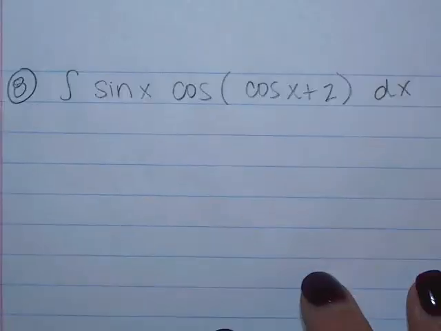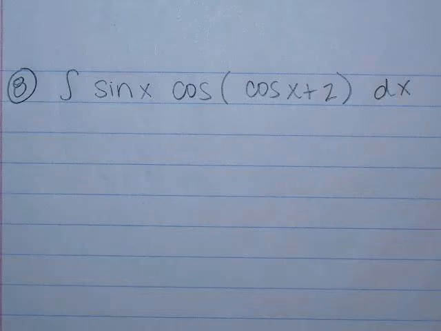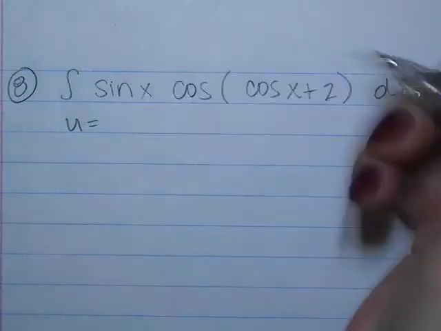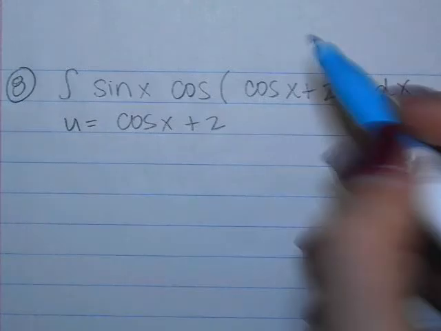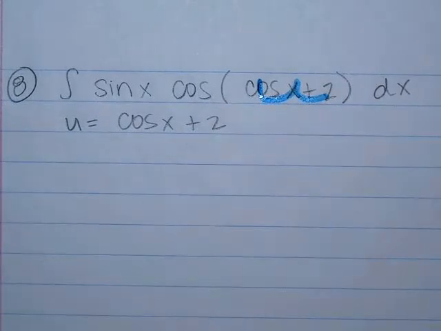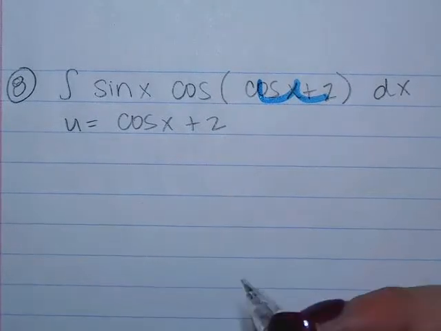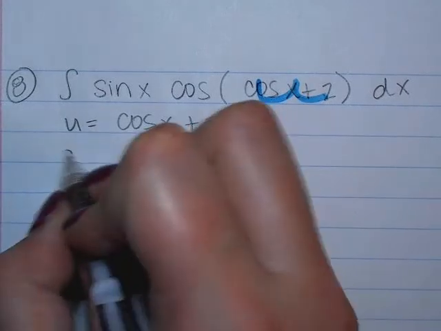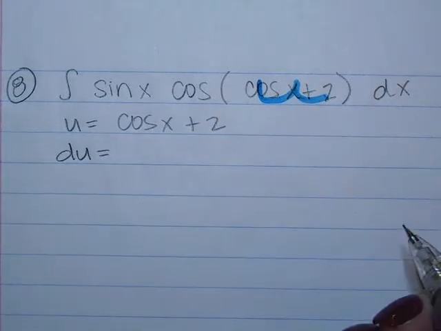All right. So, what is our inside? Cos x plus 2. So this is the u. Do you like my u? All right. And then the du.